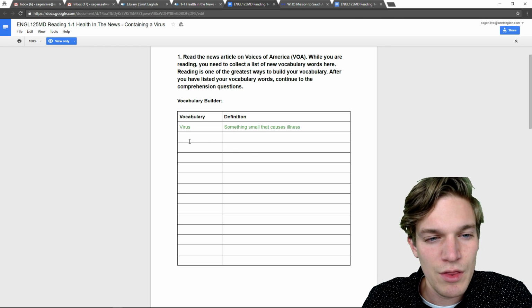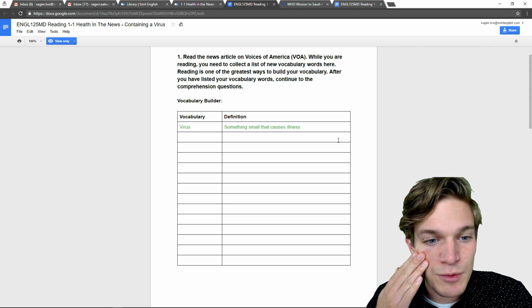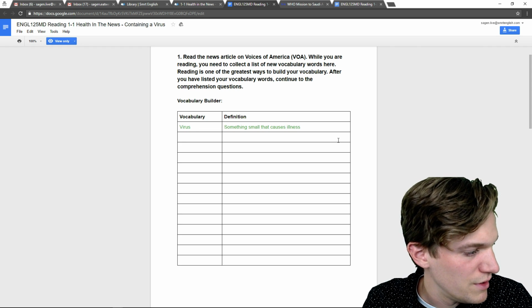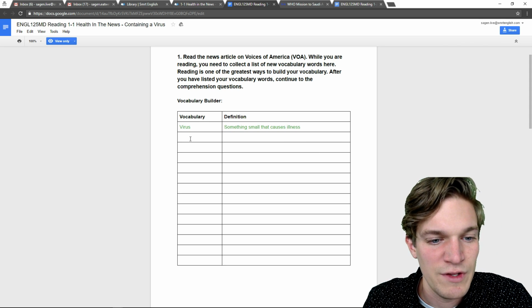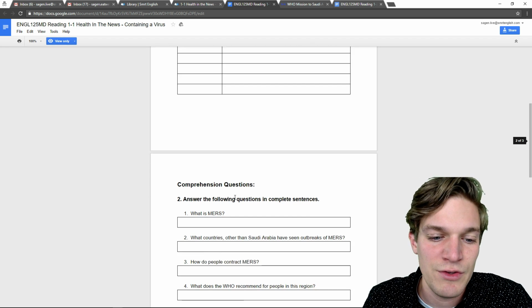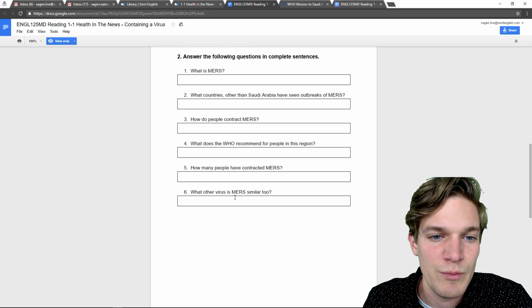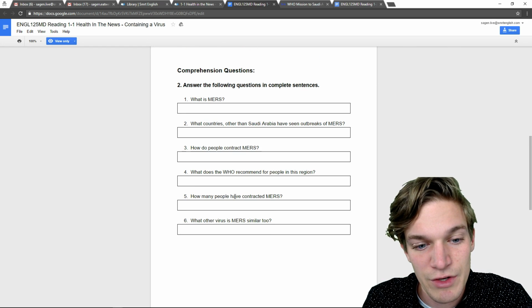So the homework starts, again, it's the same kind of exercise as the last one, where you will write vocabulary words that you see, new ones that you find, and the definition of them, so you can fill this list. And then we have some reading comprehension questions. So we will go over some of the reading comprehension right now.